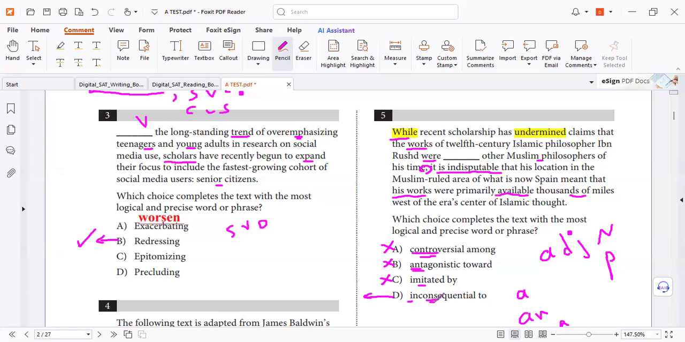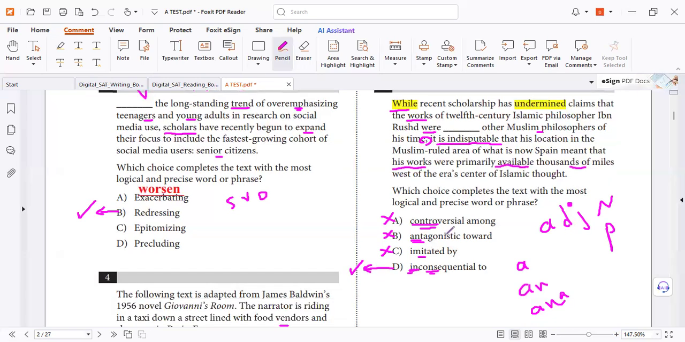Why is inconsequential correct? Consequence means effect, means the works affected the Muslim philosophers. But it's not, because we have in. It means here the works do not affect the Muslim philosophers. Why? Because his works were thousands of miles away. How can they meet or affect each other? So letter D, it is correct. Follow the way. If we test you for adjective, it must describe a noun or pronoun. If it describes a pronoun, you must find the noun. Very important. So we always test you for verb, for noun, for adjective, for adverb.